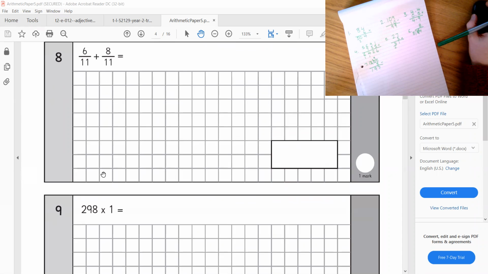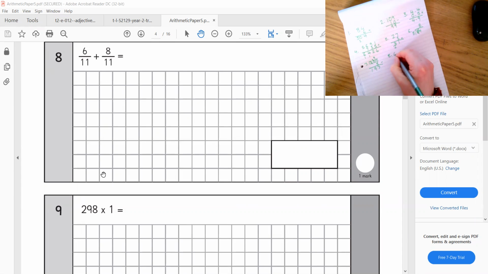Here's some of my favourites here. Number 8. 6 add 8, 11. There we go. Oh, I don't know why I've done that one there. So what do they equal? Well, I know my denominator is still going to be 11ths. So then I've got 6 add 8, well, 2 6s are 12, 13, 14, 14 11ths.